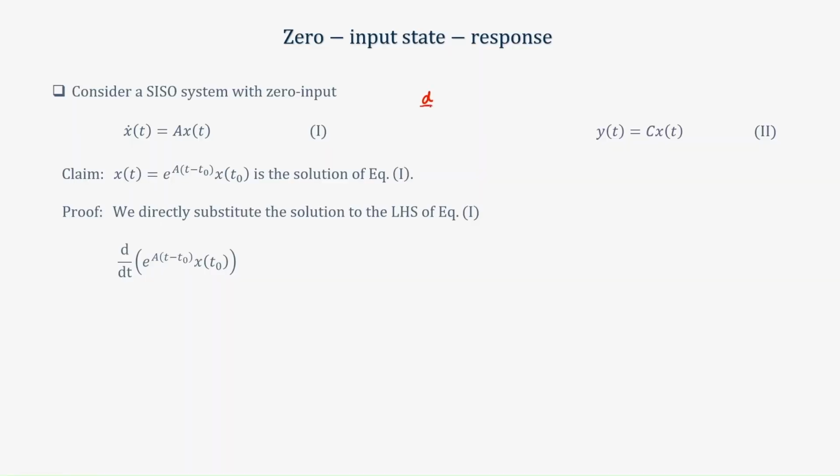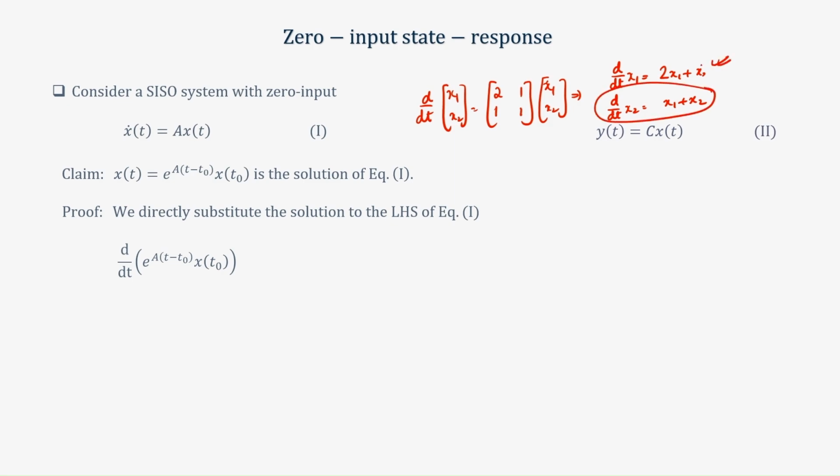What do you mean by coupled? So, for example, d/dt of [x1; x2] is equal to, say, [2 1; 1 1] times [x1; x2]. So, the differential equations here are d/dt of x1 equals 2 times x1 plus x2, and d/dt of x2 equals x1 plus x2. You see the solution for this depends on this and the solution for this depends on this.